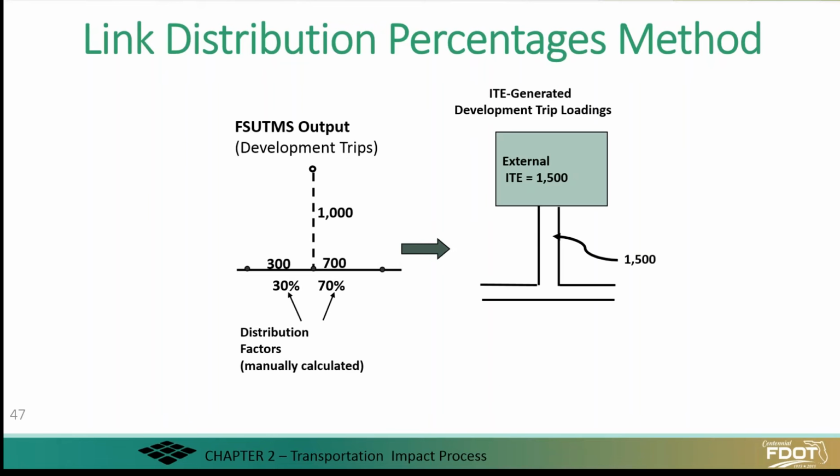We then take our ITE calculations, which in this case would be 1,500 trips, and we apply that 1,500 to each of these factors. So 70% of 1,500 is 1,050 trips heading east, and 30% of 1,500 is 450 trips heading west. You would then continue this throughout the rest of the network, past every intersection, until you get to a point where the number of trips from the project have essentially petered out.